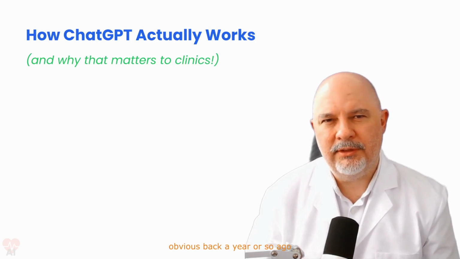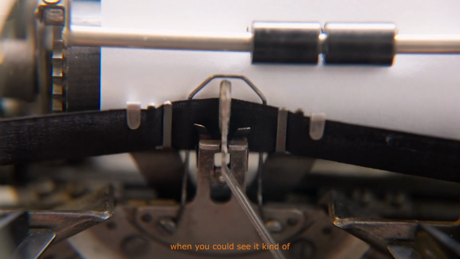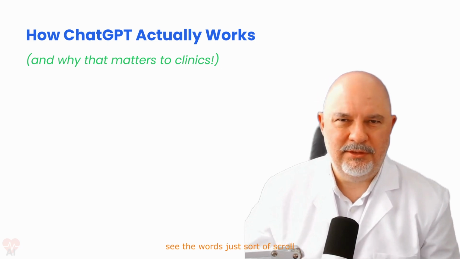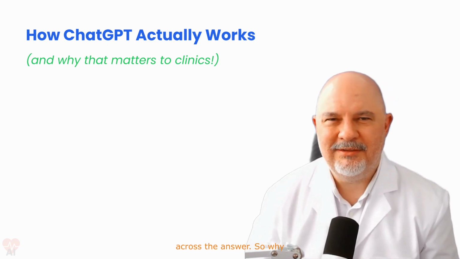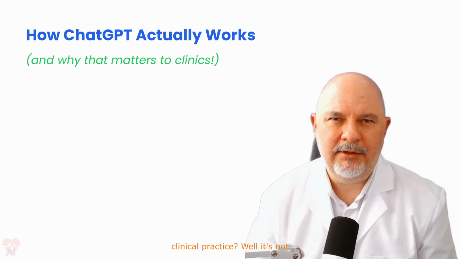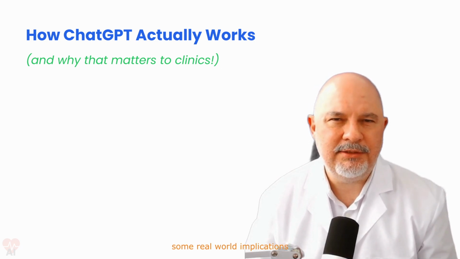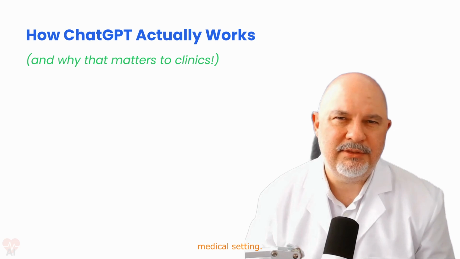So you can kind of see how this works when ChatGPT streams your answer. It used to be more obvious back a year or so ago when you could see it kind of thinking. It's quite quick now, but you see the words just sort of scroll across the answer. So why does any of this matter for a clinical practice? Well, it's not just academic. There are some real-world implications to using these tools in a medical setting.